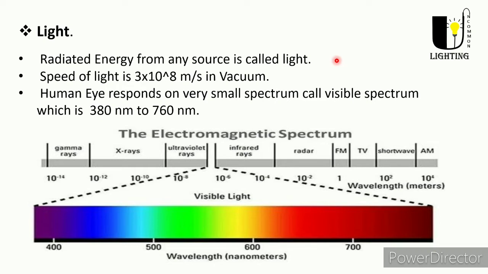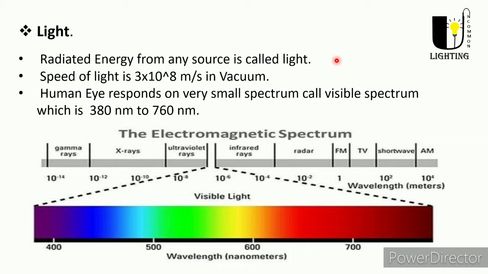Here I'm attaching a few figures. These figures will give you an idea about the wavelength. This is the electromagnetic spectrum. This spectrum is showing different wavelengths. If you see, the human eye has a very small spectrum, which is called the visible spectrum. This generally varies from 380 nanometers to 760 nanometers. So this is the visible spectrum.